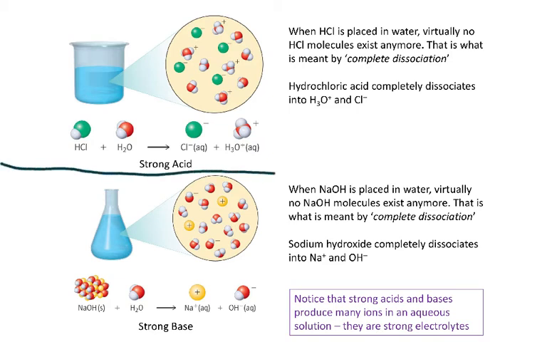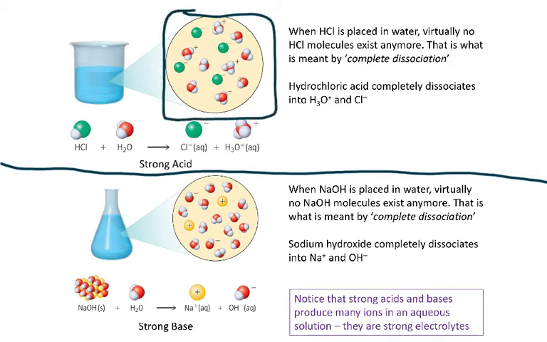So across the top, we see a strong acid, hydrochloric acid, HCl, right? And so the H is a little white atom, Cl is the green atom, and we put that in water and look at what we get out. There are no longer any HCl compounds. We see just chloride and hydronium. That is, it completely dissociated. There's virtually no HCl molecules left, and it is now just Cl minus and H3O plus.